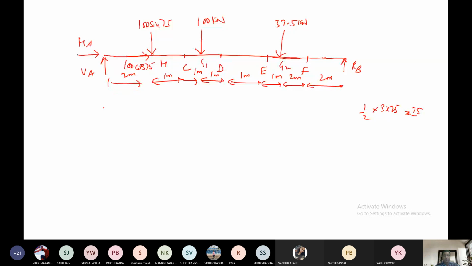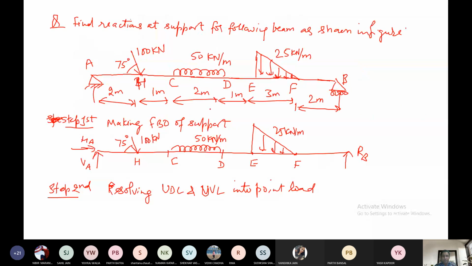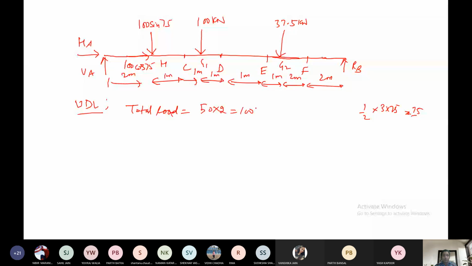So I will explain the second step again. We have to resolve UDL into point load. For the UDL part, total load will be how much? That will be 50 into distance 2 meter, so 100 kilonewton, and the point of application for this UDL will be the CG of the total length of UDL. What is the CG of the total length of UDL? That is 2 meter, so 2 by 2 is 1 meter.